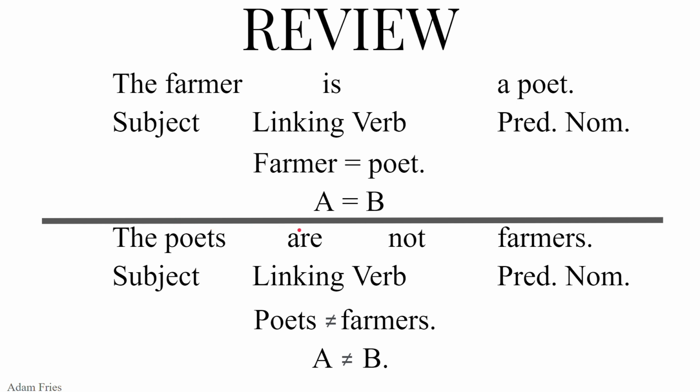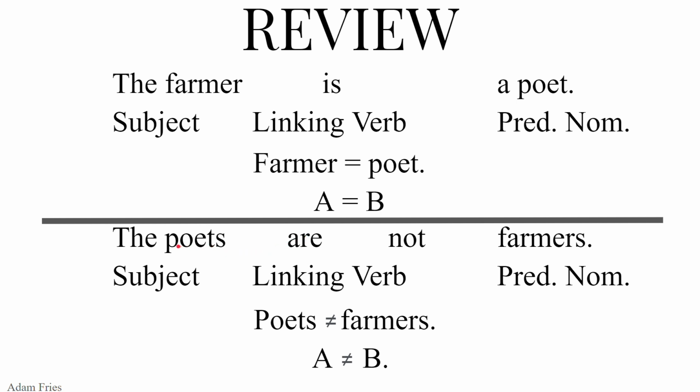Here's an example with a negation and also plural. So we have poets, plural, are not farmers, plural. Okay, ignoring the not, the negation for a sec. Linking verb is still are, that's still our verb. Who are? Who are not farmers? Well, that would be the poets.